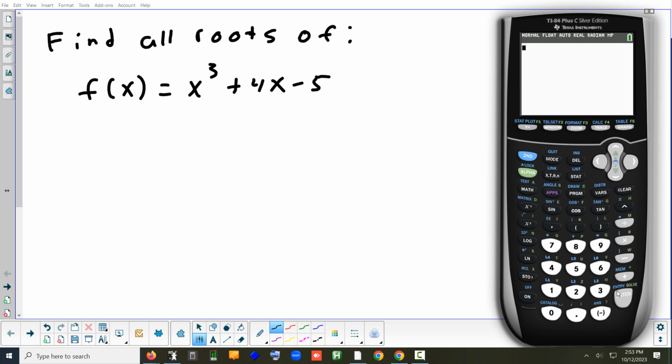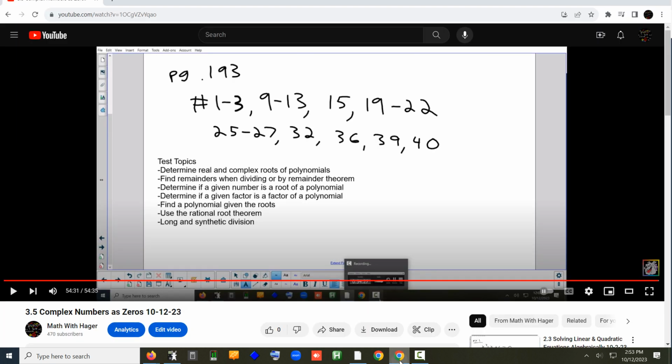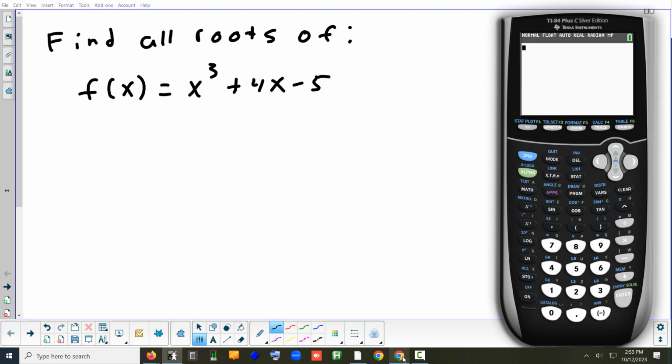All right, so first topic we will take a look at is going to kind of combine using synthetic division, the rational root theorem, and finding real and complex roots of a polynomial. So it's going to be all three of those topics in this one question. Okay. So they want us to find all the roots of x cubed plus 4x minus 5.